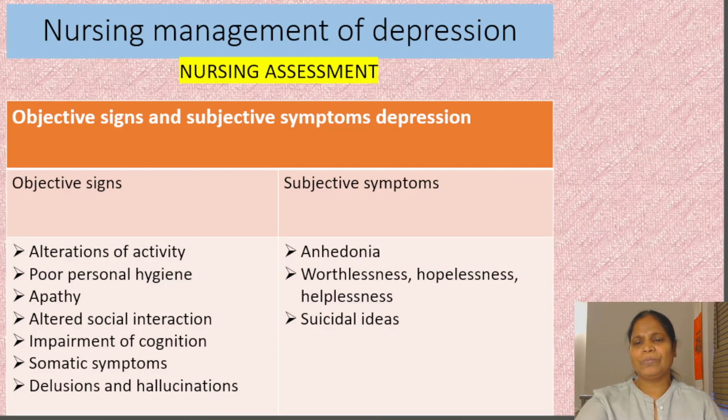And coming to the other nursing management, we have nursing management of depression. We'll see regarding the nursing management of depression. Coming to objective signs and subjective symptoms of depression, we have objective signs like alterations of activities, psychomotor activities decreased in them, poor personal hygiene, apathy, then altered social interactions, then negative perception, that we already know. We have somatic complaints. They can complain that they're having severe pain, delusions and hallucinations present, and anhedonia, worthlessness, hopelessness, helplessness, and suicidal ideas.